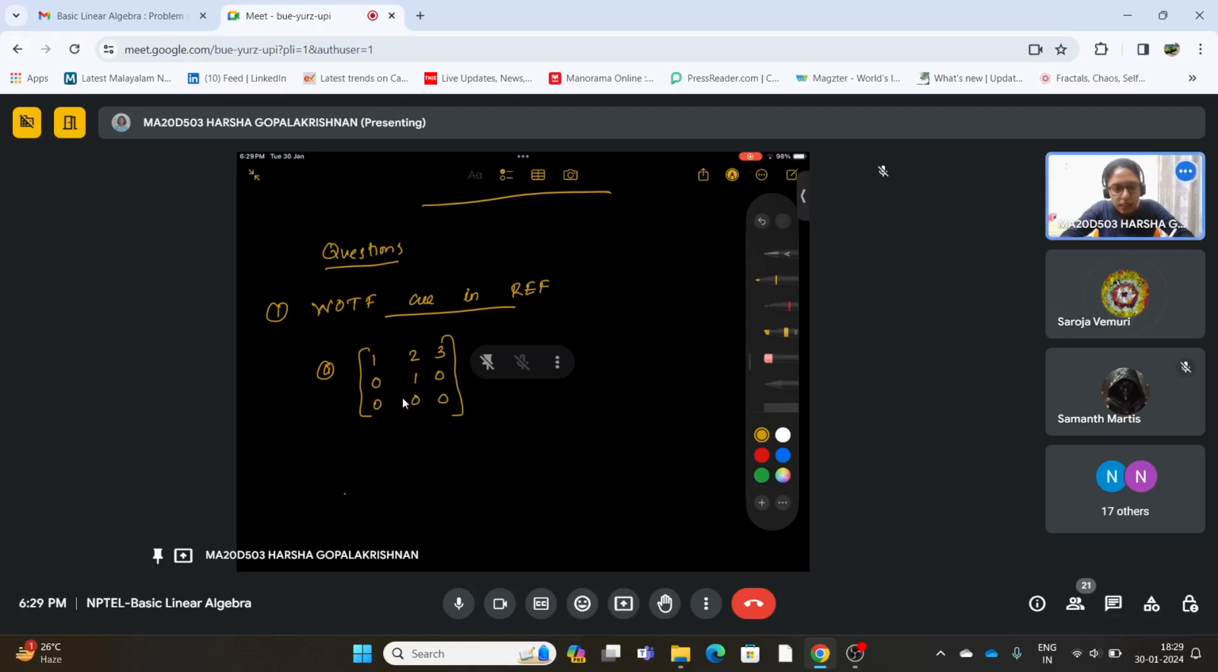First, the zero row is below all the non-zero rows. Now here, 1 is here, so below that everything is 0. And in the second row the first non-zero entry is 1, but it is to the right of the first 1. If the 1 were here, then it would not be in row echelon form. Okay, now second question.